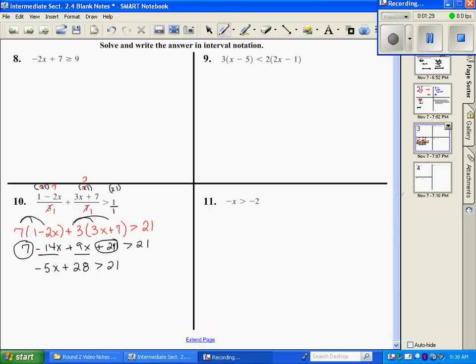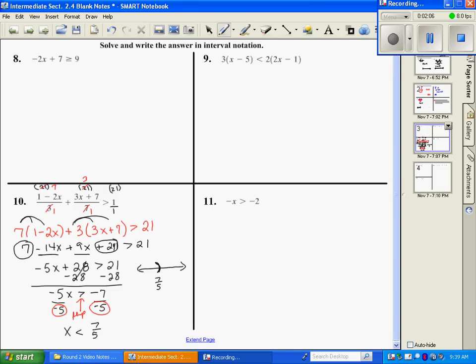Alright, if we're trying to get x by itself, I want to subtract 28 from both sides. So I'm going to have negative 5x is greater than negative 7. Divide both sides by a negative 5. Remember, we said if you divide both sides by a negative, we're going to flip our inequality. So we're going to have x is less than 7/5.